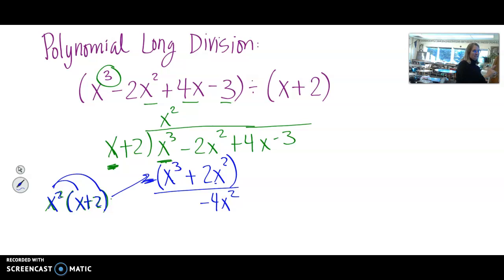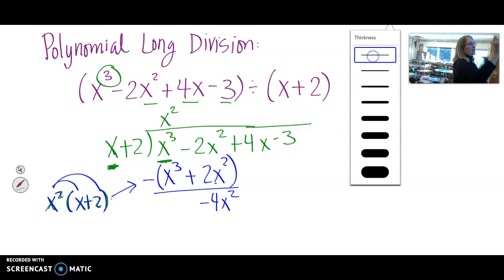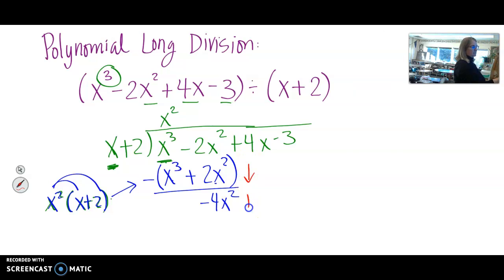And then we designed it so that that lead term, x cubed, will cancel out. So x cubed minus x cubed is 0. So here we write that. So remember, you subtract both of the terms there. And then our next step is we're going to bring down this next term, which is plus 4x.